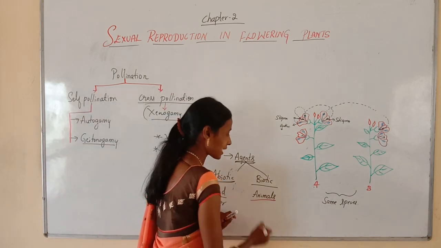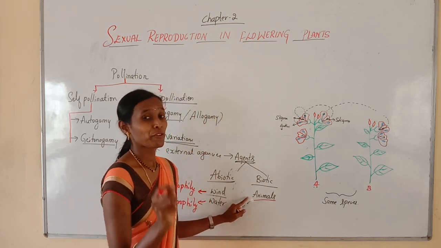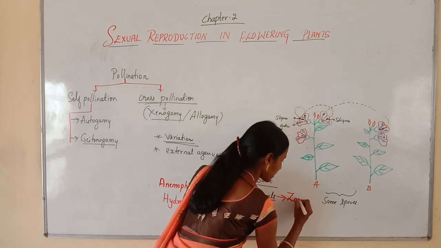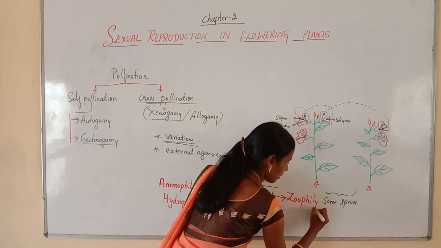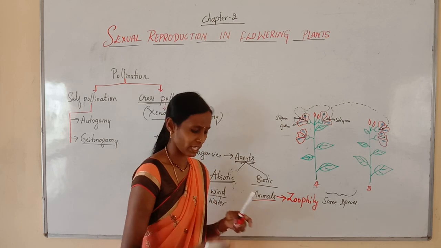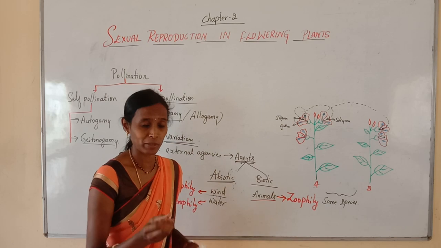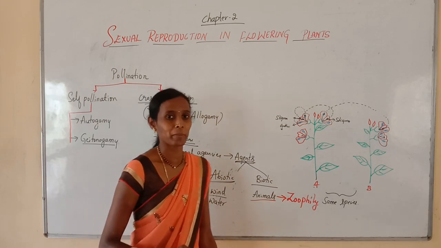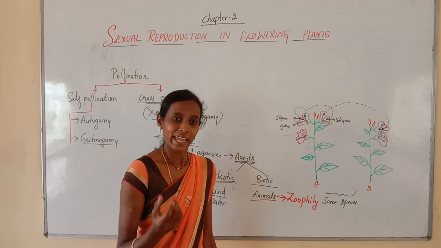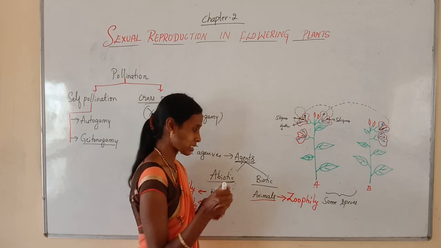And the biotic agencies, as I said, are usually animals. Pollination taking place by animals is called zoophily. Which are the animals mainly involved in the transfer of pollen grains? Examples include rodents, garden lizard, lemur, etc. And under zoophily, we can have different types.